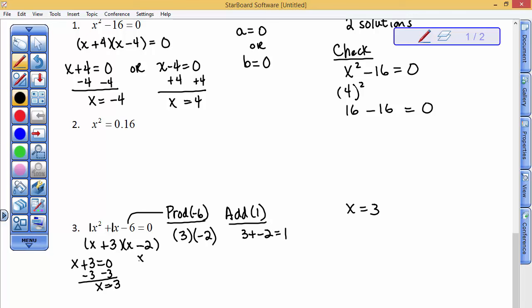And then when I set x minus 2 equal to 0, I'm going to add 2 to both sides of this equation, and the other answer is x equals 2. So two answers for this. And remember, the original equation was x squared plus x minus 6 equals 0. So I'm going to put a 3 in here anywhere I see x.